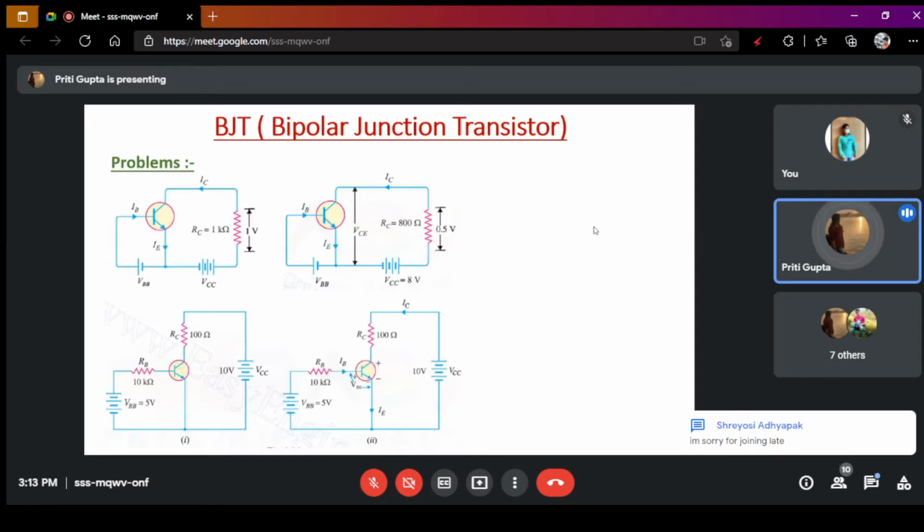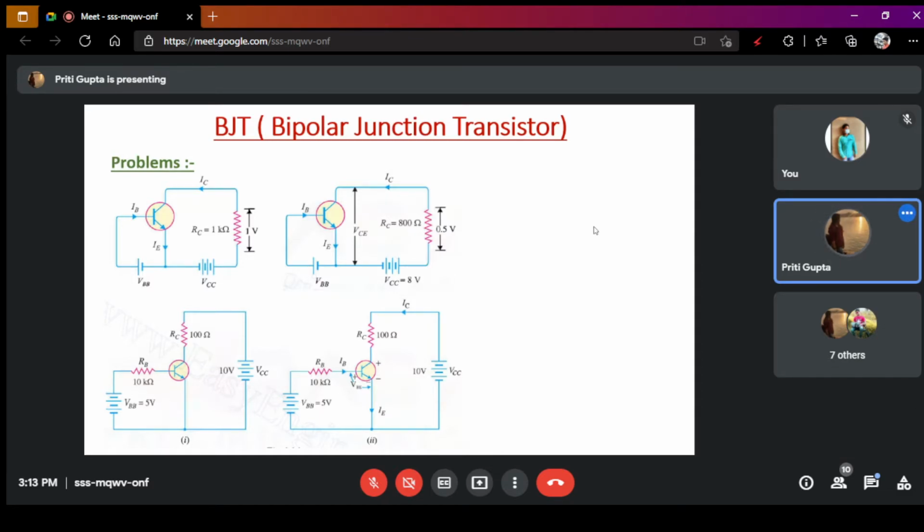Now, write down the question. A transistor is connected in CE configuration, in which collector supply is 8 volt, and the voltage drop across RC is 0.5 volt.